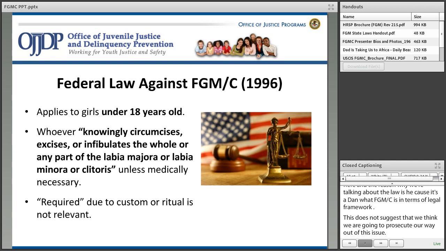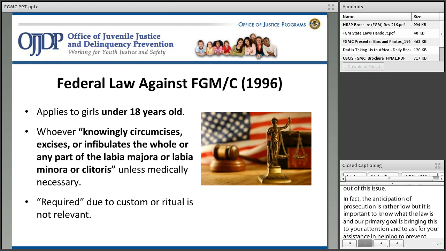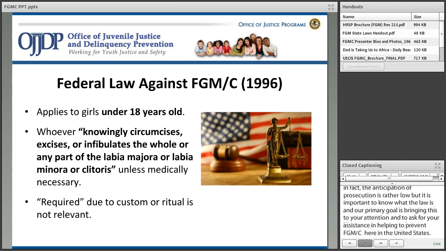There is a federal law, however, which was enacted by Congress in 1996, which makes it illegal to perform FGMC on girls under the age of 18 years old. And the legal definition is whoever knowingly circumcises, excises, or infibulates the whole or any part of the labia majora or labia minora or clitoris, unless medically necessary, is performing a criminal act.